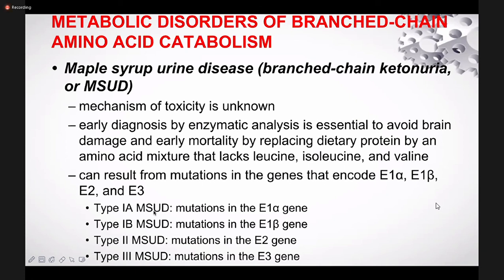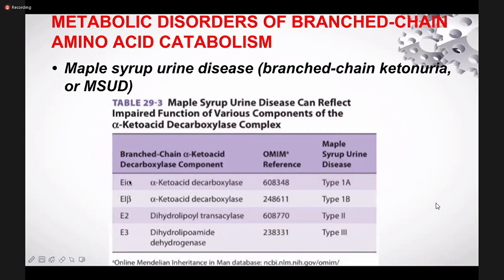And these types depend on what enzyme is affected. So E1 alpha, E1 beta, E2, and E3 genes are affected in these different types. And this is the table that shows the enzymes affected. So here, enzyme 1, the alpha ketoacid decarboxylase, enzyme 2, dihydrolipoyl transacylase, and enzyme 3, dihydrolipoamide dehydrogenase. So any defect in these enzymes can result in the different types of maple syrup urine disease or MSUD.